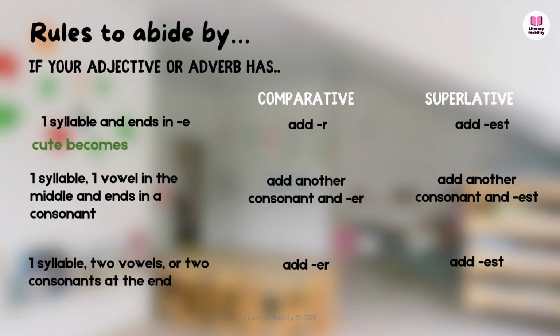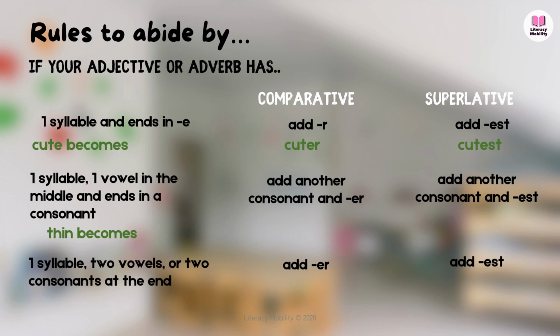Here are a few rules to abide by. Let's say that your adjective or adverb is one syllable and ends in E. For a comparative, just add the letter R to the end of the word. For a superlative, add EST to the end of the word. In this example, when comparing two things, the word cute becomes cuter. When comparing three things as a superlative, cute becomes cutest.